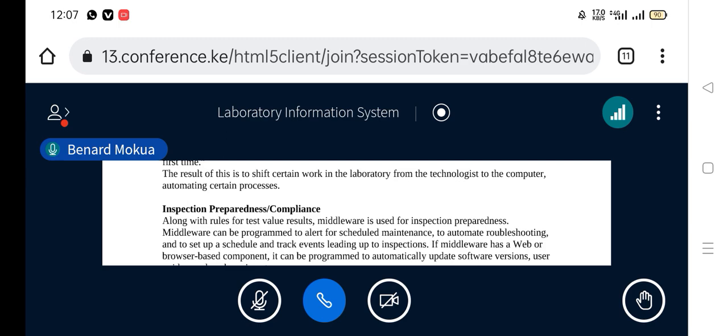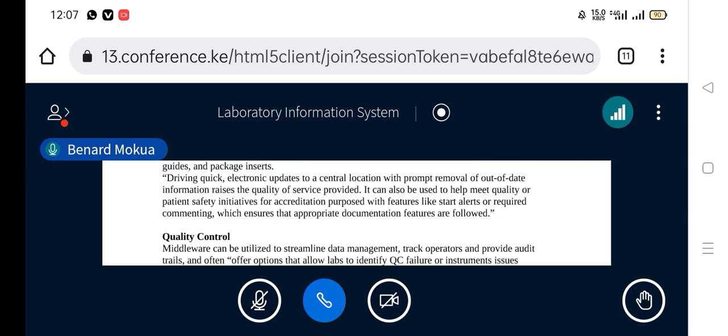Another one is inspection. Middleware is used for inspection preparedness. Middleware can be programmed to alert on scheduled maintenance, to automate troubleshooting, and to set up a schedule and track events. So activities like inspection and scheduled maintenance can be included in the middleware, so that it is able to generate information about maintenance among other things.